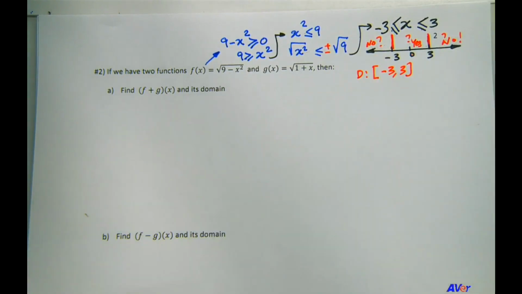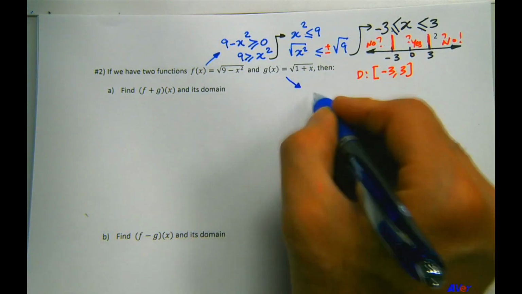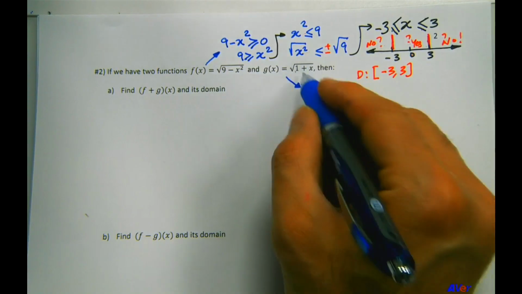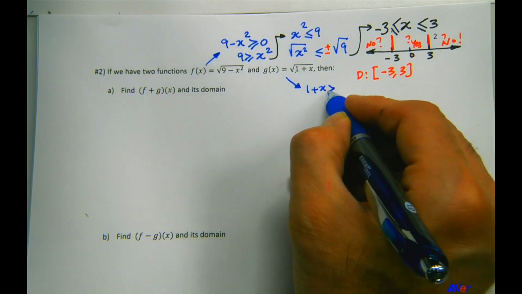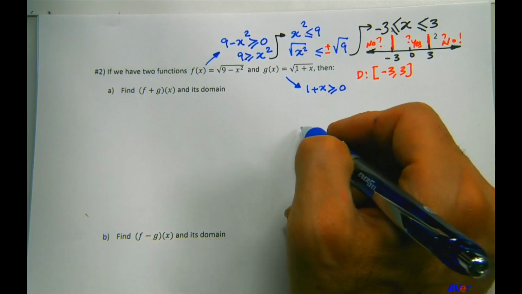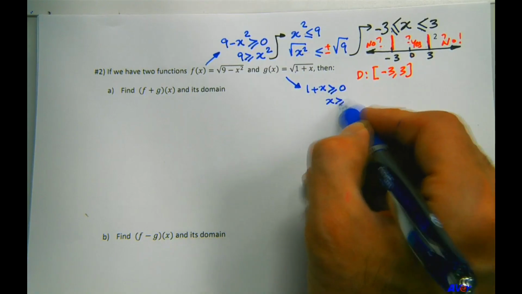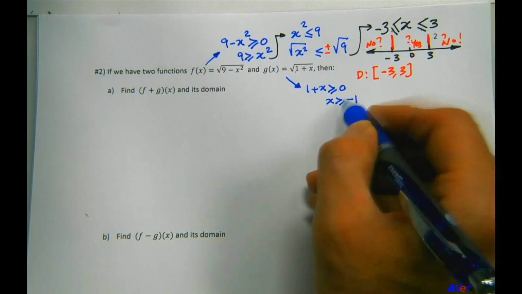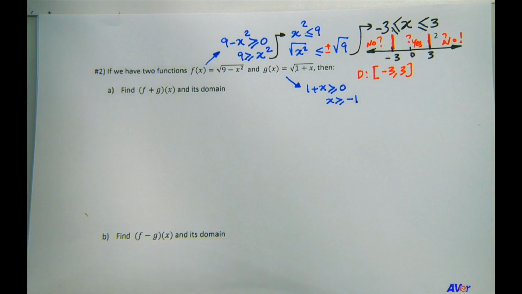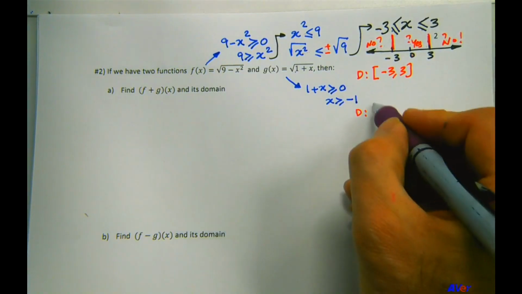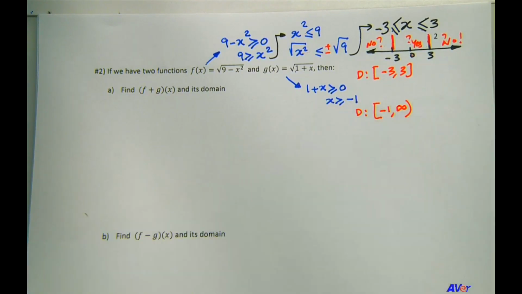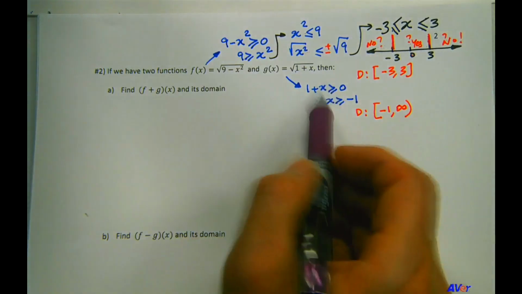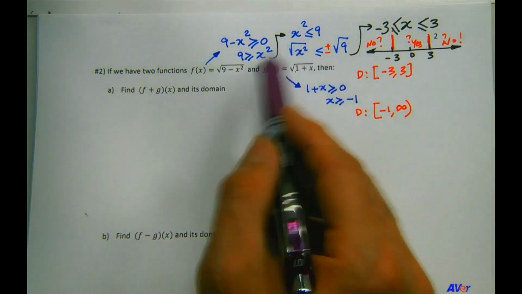How about this function? Well, let's see. The inside of that, because it's a square root, we cannot have a negative number. So 1 plus x must be greater than or equal to 0. Solve this for x, we get x greater than or equal to -1. Therefore, the domain of this function is the bracket -1, comma, infinity, parenthesis. Okay, so that's the domain of that parent function.